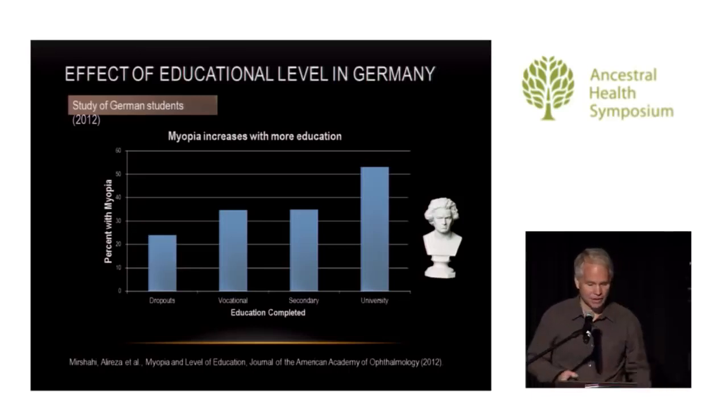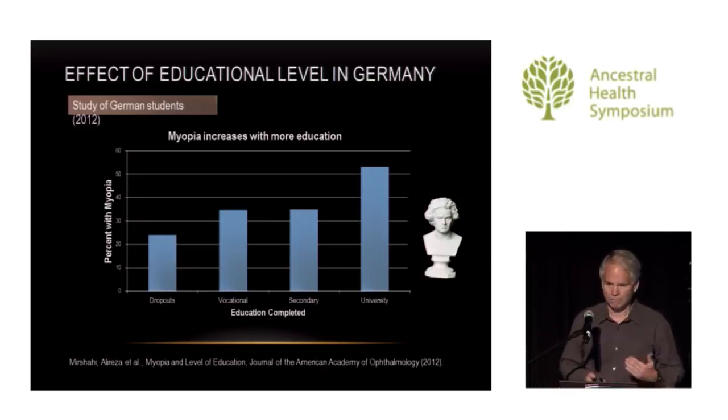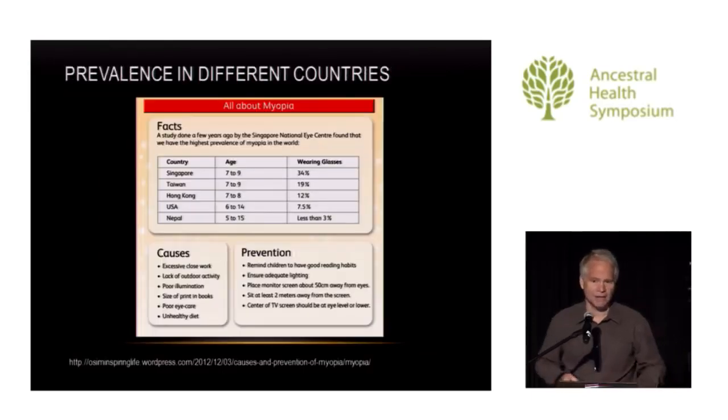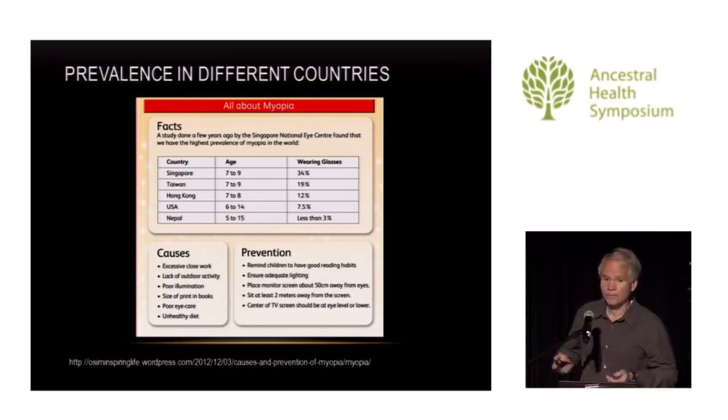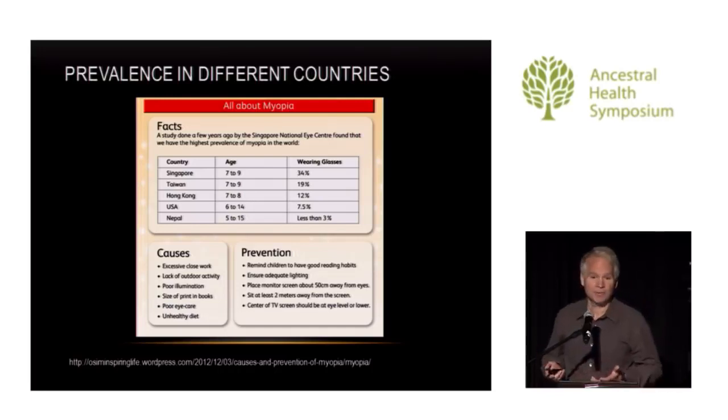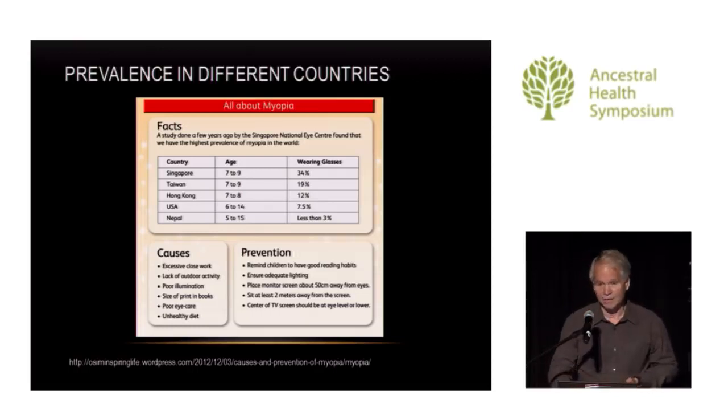If you look at Germany, there was a study done just recently where people who did not complete secondary or vocational education had maybe 20 or 30% myopia. Those who completed their secondary education, it bumped up to maybe 35, and then those who completed university, more than half of them had myopia. And there's some geographic distribution that indicates countries, particularly in Asia, where there's more schooling. Even at young ages, like 7 to 9, we see that in Singapore, for example, 34% myopia, whereas Nepal, it's only 3%. And that compares to a modest maybe 7 or 8% in the US, again, in school children.